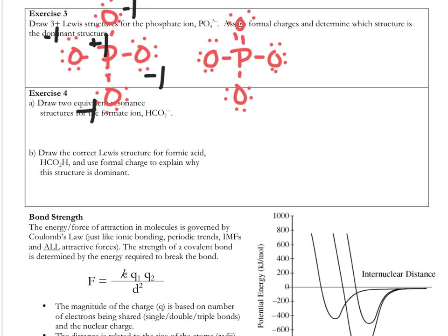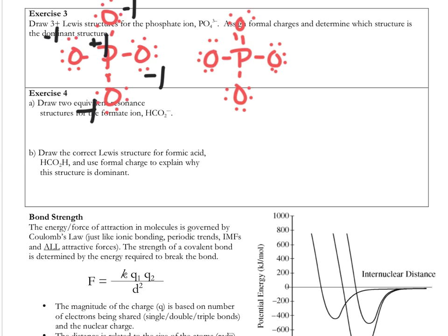So I still have used 32. 8 plus 8 plus 8 plus 8 is 32. Oxygens all have 8. This time the phosphorus has more than 8. But the reason to do this is it tells us to draw more than one, but also to think, is there a better way to do this with formal charge?